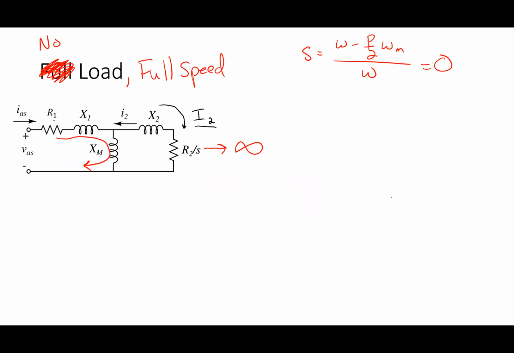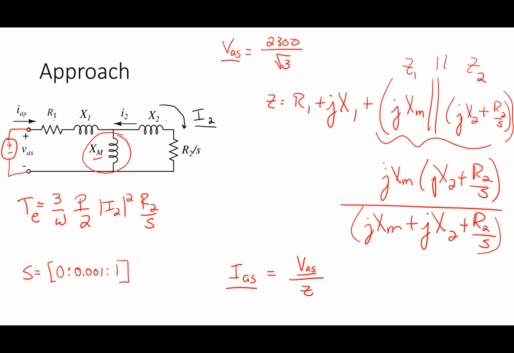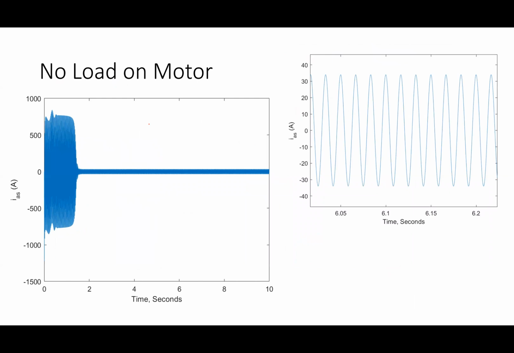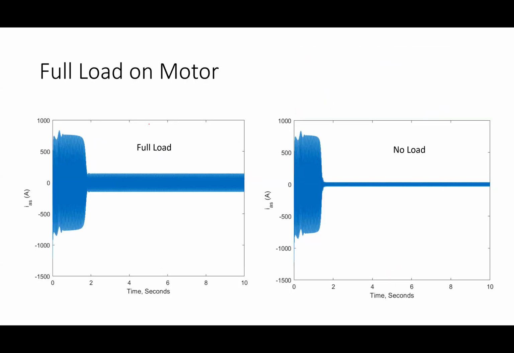At no load, there's no current in this branch. At full load, there is current in that branch, so there's going to be more current flowing into the terminals of the machine. One thing I'll notice real quick is if I look at that inrush period, they aren't all that much different though. During the inrush period, it's basically pulling the same amount of current. Once it gets into steady state, it's different.